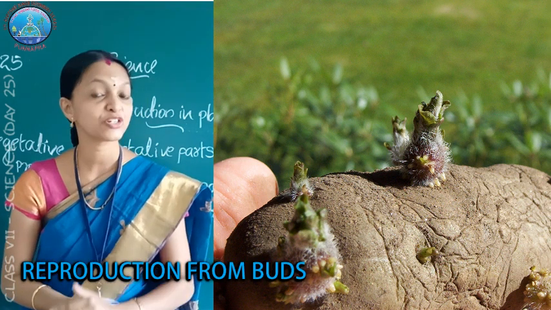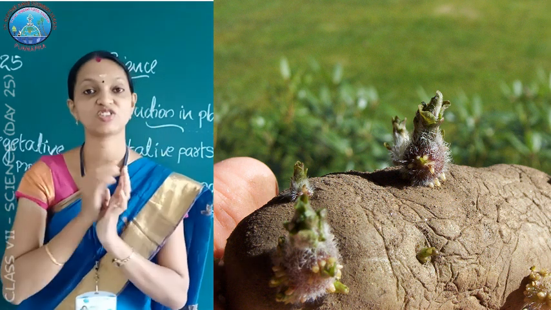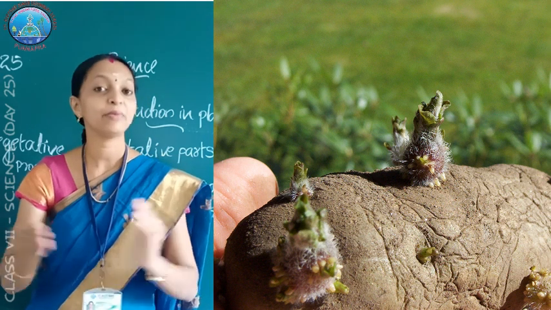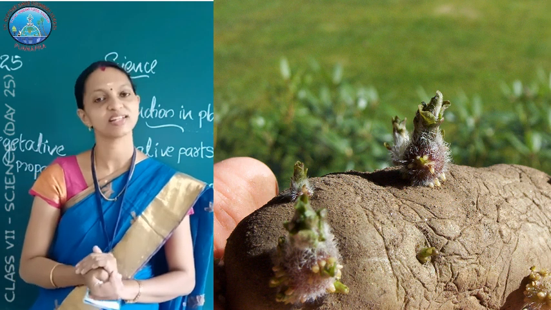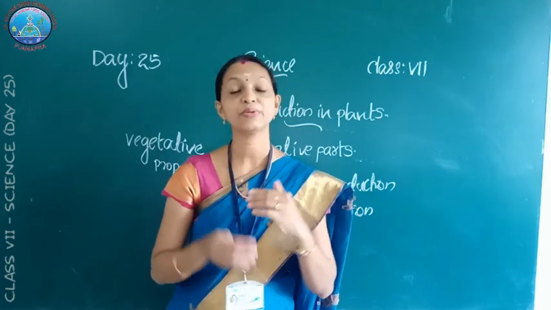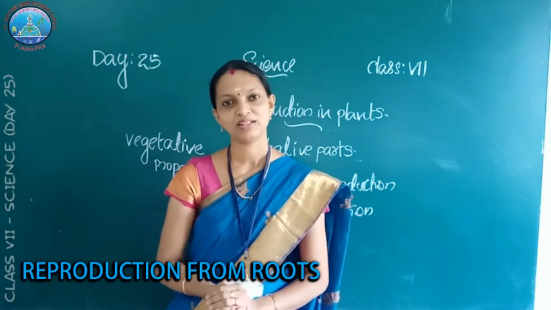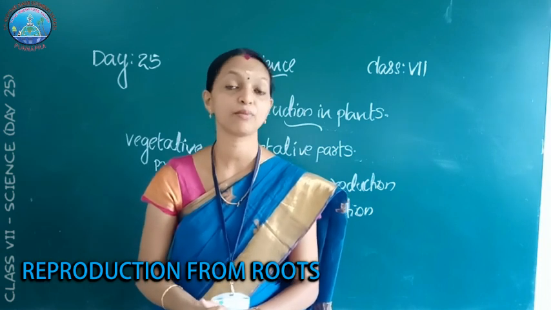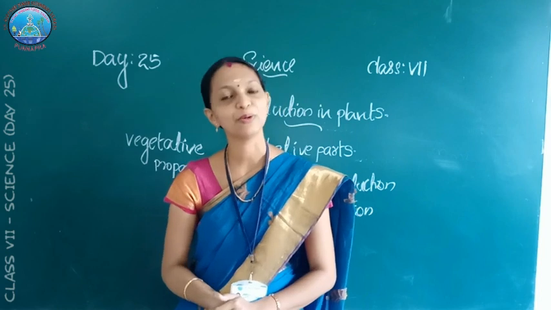Have you seen a potato? On some potatoes, you can see some white colored structure on the surface of the potato. The baby plant is coming out from that white structure. That is one vegetative propagation. Some of the plants' roots produce new plants. For example, sweet potato. Sweet potato and dahlia are examples of reproduction from roots. For some of the plants, roots also produce new plants.